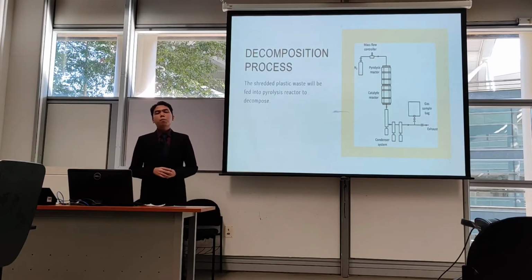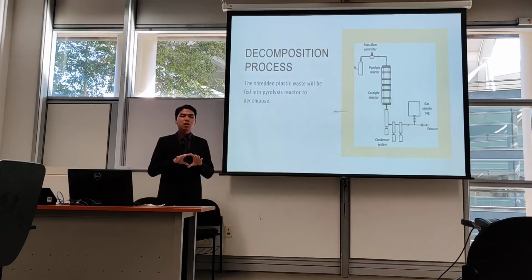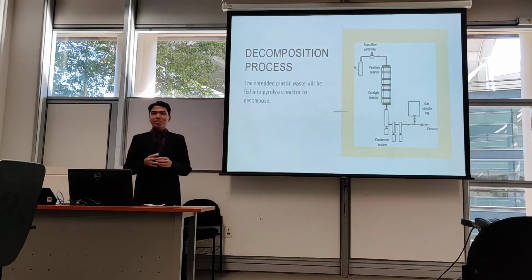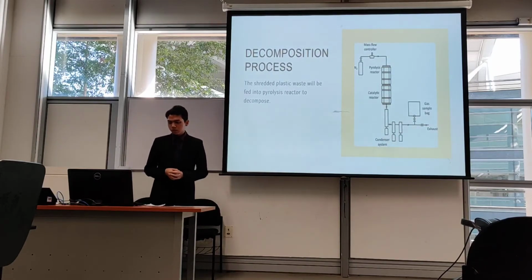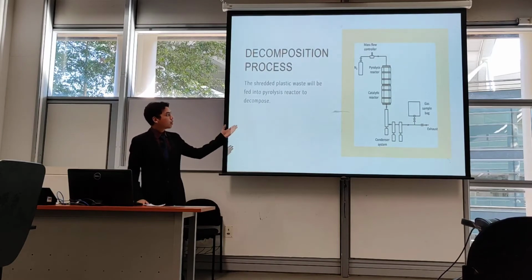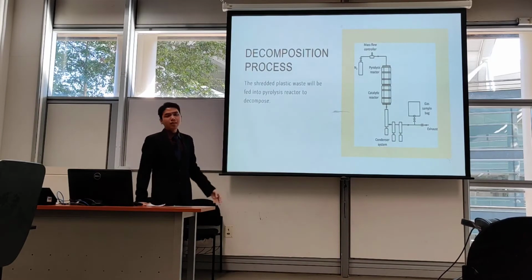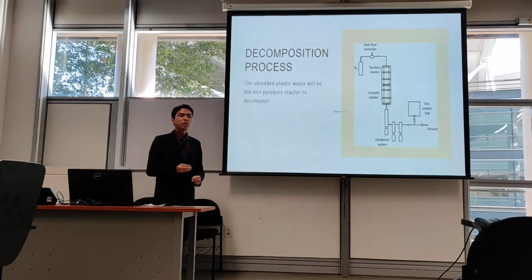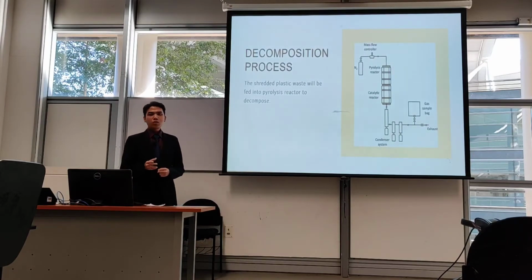Basically, plastic waste is a long chain of hydrocarbon. By introducing the heat, the long chains will be cut into smaller pieces so that they can be turned into liquid fuel. As you can see here, there is a catalytic reactor. In that reactor we put a catalyst to ease the conversion of the plastic waste into the liquid fuel.